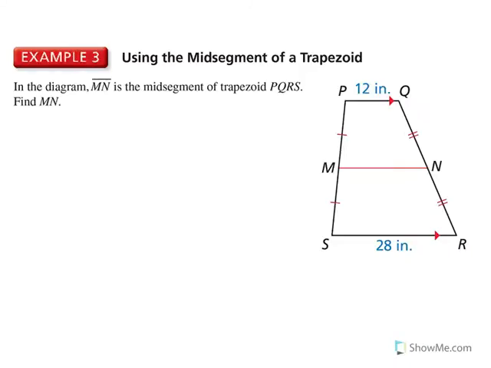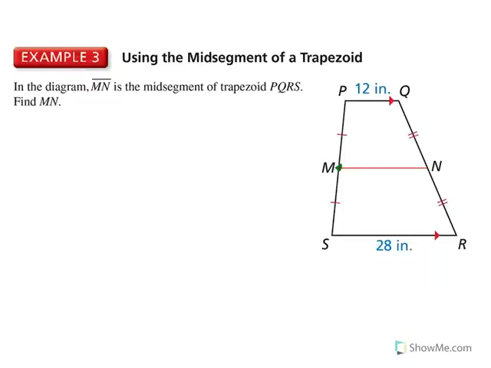So let's go ahead and put this to use. So in this example we have MN is the mid-segment. We can see that even if they hadn't mentioned it in our problem, because we have these tick marks. So that tells me that M is the midpoint there of PS. And we have these two tick marks on the other side, so that means N is the midpoint of QR. And so to find our mid-segment length, we're going to use the formula.